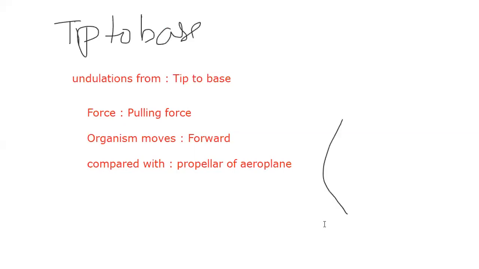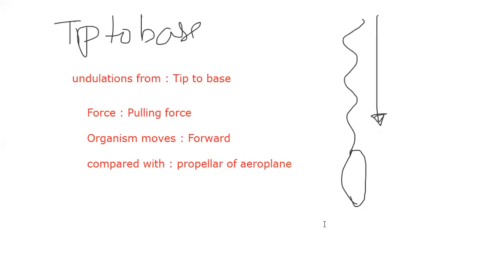So let me show you in the form of diagram. In this direction, the tip to base, the animal moves forward and is compared with the propeller of aeroplane. So this is the second one. Base to tip is the pushing force, tip to base is the pulling force. You need to understand. If you want to make applications, we have one in text, we can continue. Then flagella bends towards right side.